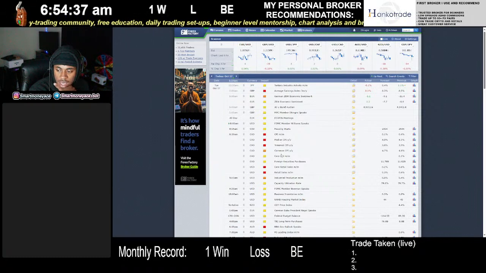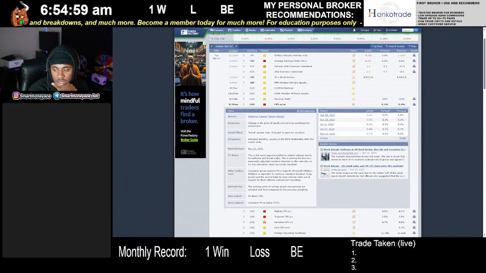We have CPI, median CPI, trim CPI, common CPI, and core retail sales. Oh, and retail sales right here. Okay. So this is CAD and USD at 8:30. If you guys don't know what CPI means, it simply stands for Consumer Price Index. And again, if you didn't know that, click on the folder and it will give you information.